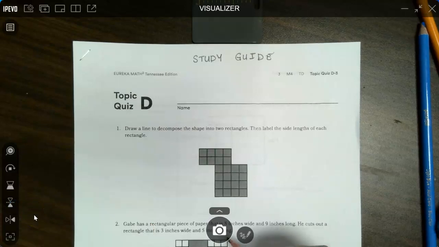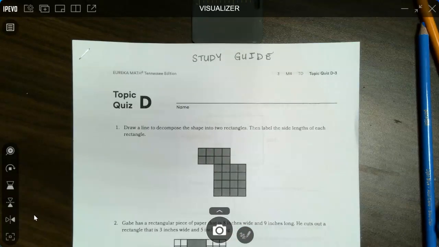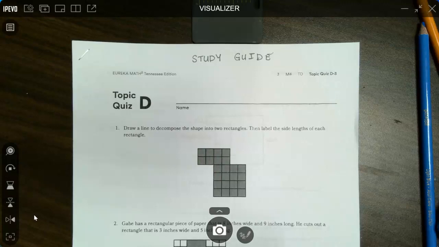Guys, Miss Smith here with Module 4 of 3rd grade Eureka Math for Tennessee. This is the Topic D quiz covering area of rectilinear shapes. So we're just going to dive right in.